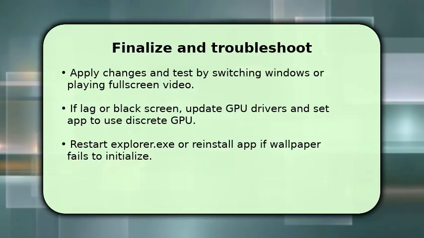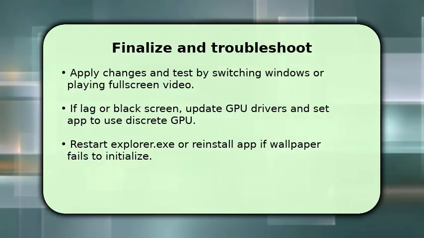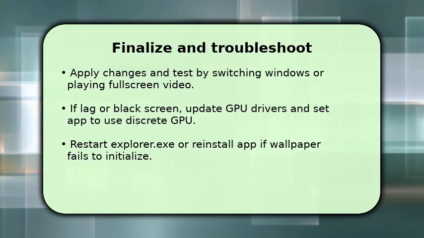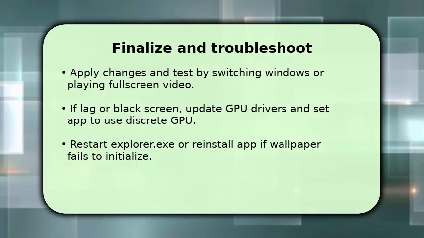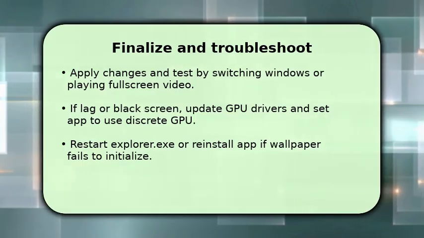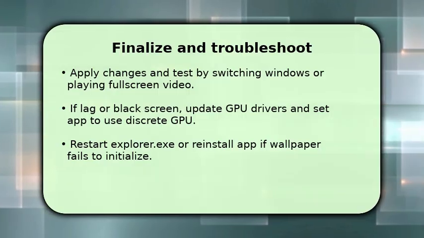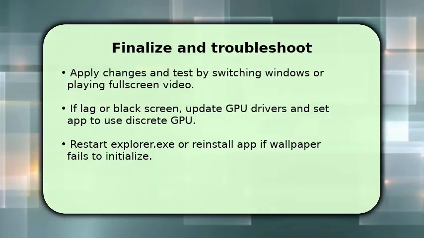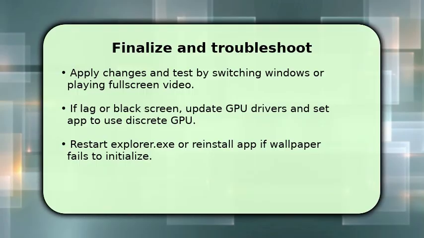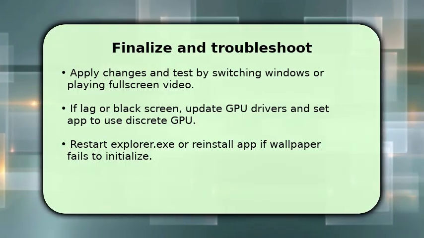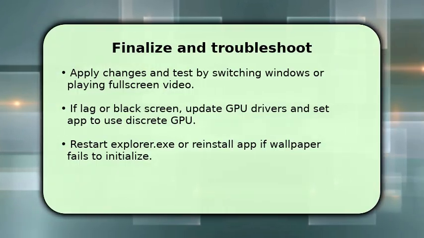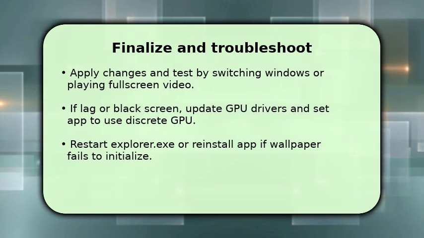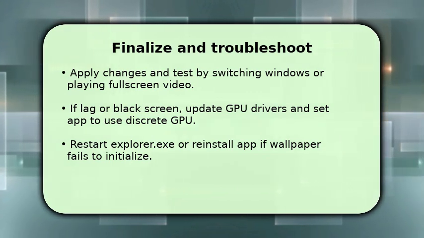If you encounter stutter, black screens, or the wallpaper won't start, update your GPU drivers and set the animated wallpaper app to use the discrete GPU in graphics settings. This often resolves rendering issues. If problems persist, restart Explorer.exe or reinstall the app, and double-check antivirus exclusions. These steps clear common initialization and permission conflicts.